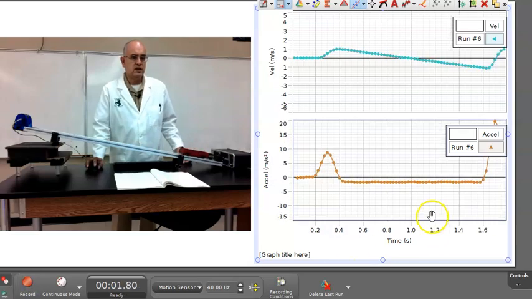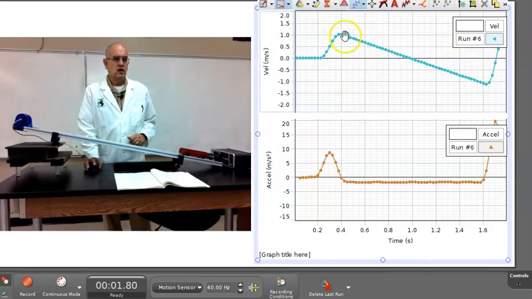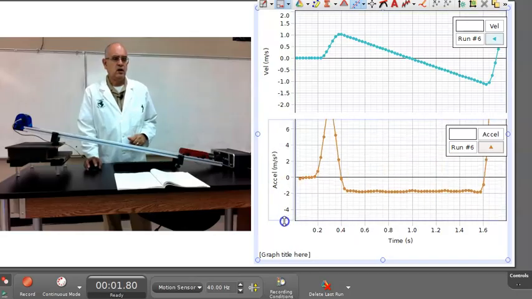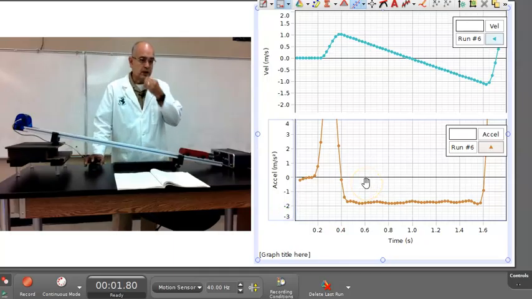Well, that's interesting. It looks very similar, doesn't it? Except the velocity is much, much less, isn't it? We have the same kind of slope. We have a similar slope here. We have a similar constant acceleration down here. However, the magnitude of that acceleration is much less.